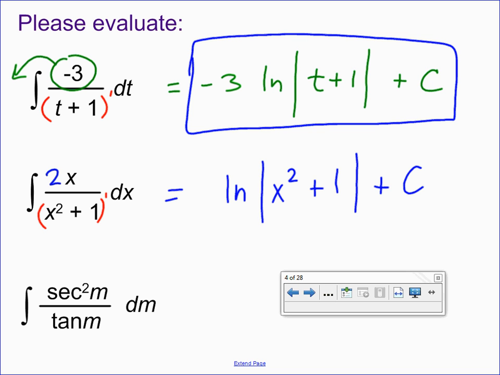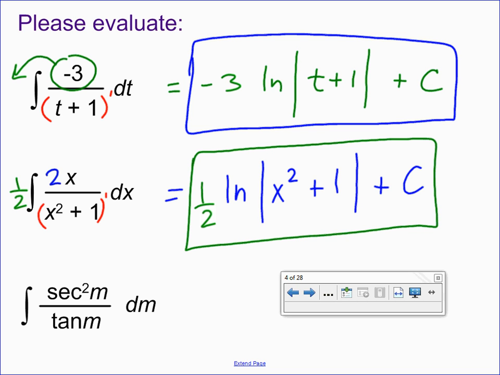Did I have the 2, though? No, and so I need to account for that by providing a 1/2. Now when I differentiate the natural log of x squared plus 1, and then times the 1/2, I'll get exactly the original integrand function, x over x squared plus 1. And so I must provide that 1/2 to account for the derivative of the base. The derivative of that base, x squared plus 1, is 2x, and I just add the x. That's pretty sweet.